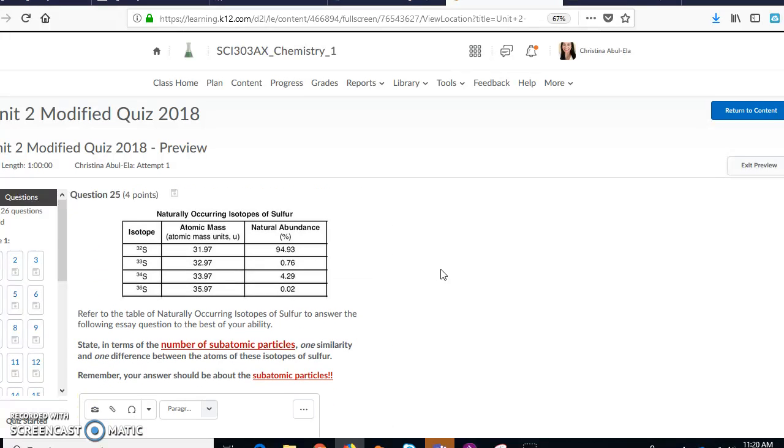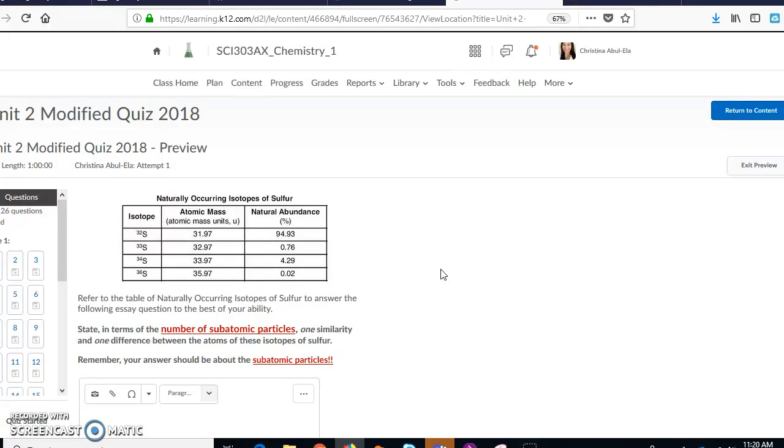Question 25 is also open-ended. Refer to the table of naturally occurring isotopes of sulfur to answer the following essay question to the best of your ability. State in terms of the number of subatomic particles one similarity and one difference between the atoms of these isotopes of sulfur. Remember, your answer should be about the subatomic particles.